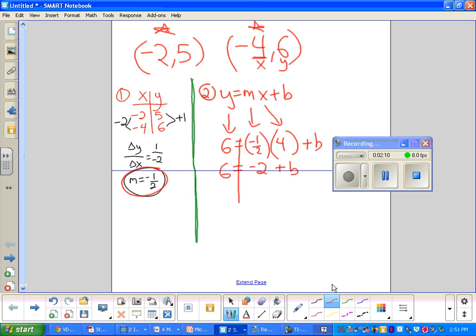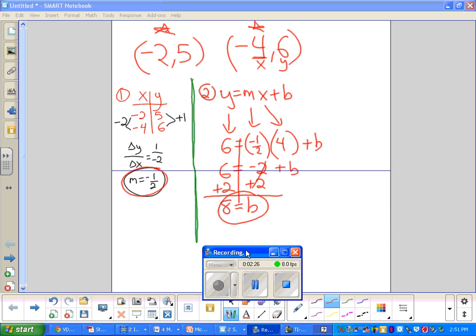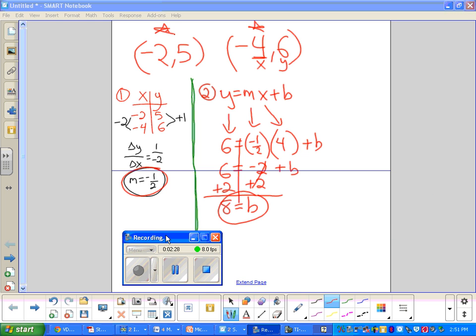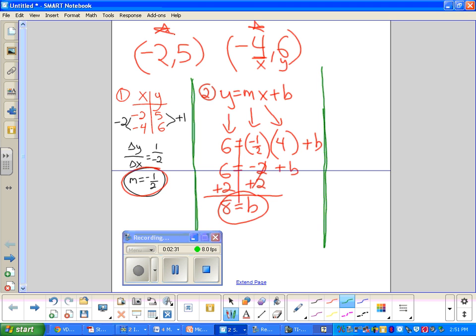To get b by itself, I'll add 2 to both sides. 6 plus 2 is 8, and that is b. That's the second part of my equation, or second step in this process. The third and last step is writing the equation. So y equals mx plus b. In place of m, I'll put in my slope, -1/2. And in place of b, I'll put in what I got for b, which was 8.